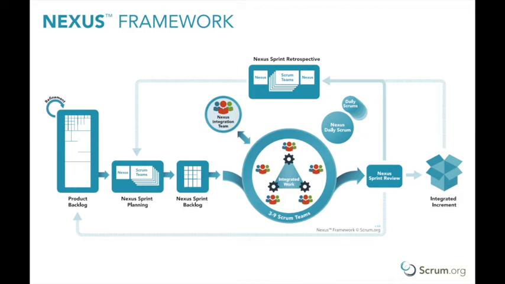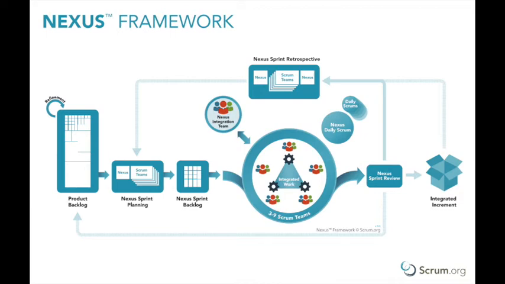Nexus integration team. The Nexus integration team is accountable for ensuring that a done integrated increment, the combined work completed by a Nexus, is produced at least once every sprint. The Scrum teams are responsible for delivering done increments of potentially releasable products as prescribed in Scrum. All roles for members of the Scrum teams are prescribed in the Scrum Guide.